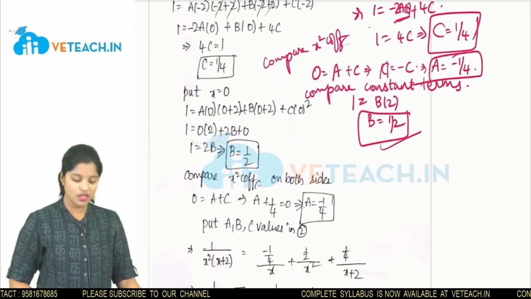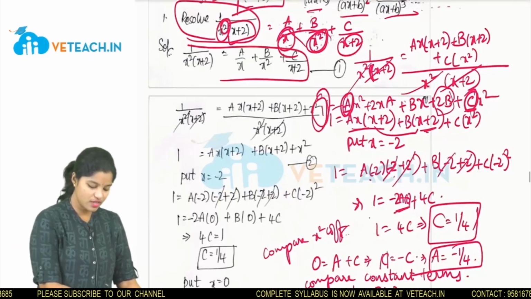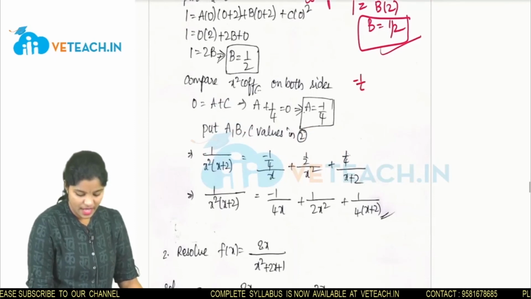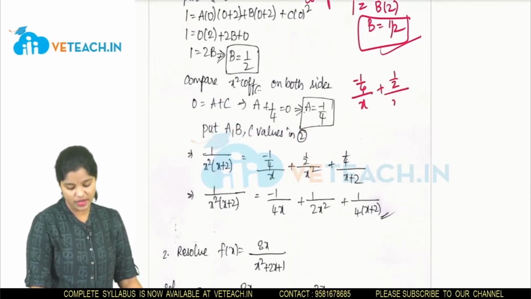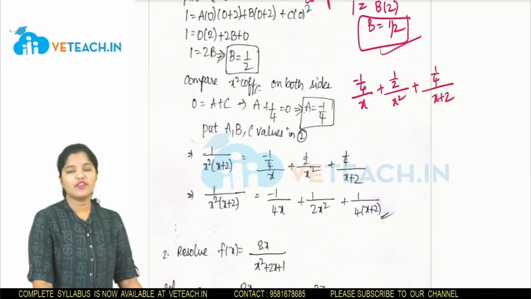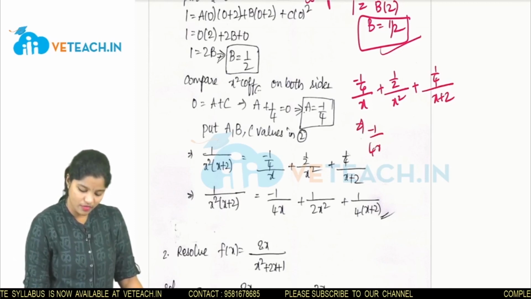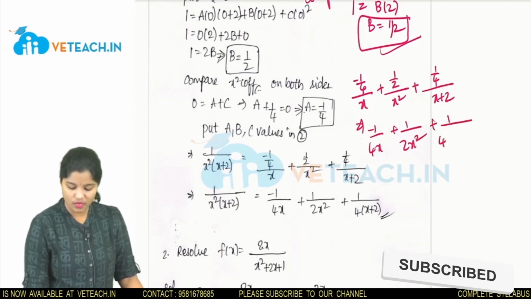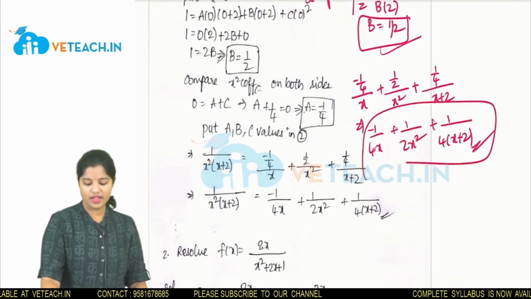So substitute all these values in the given equation. Here the obtained equation, this is there, no? Substitute it there. We will get a by x, so minus 1 by 4x, plus b by x square, 1 by 2 into x square, plus c by x plus 2, 1 by 4 into x plus 2. Now that can be written as minus 1 by 4x plus 1 by 2x square plus 1 by 4 into x plus 2. So this is our final solution.